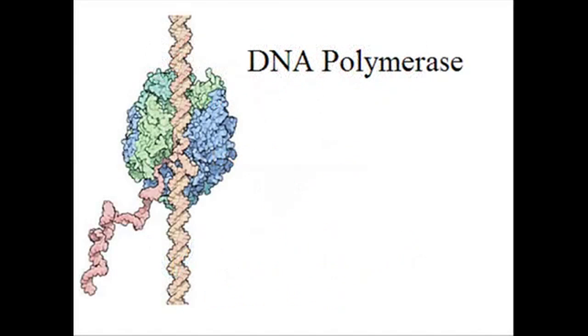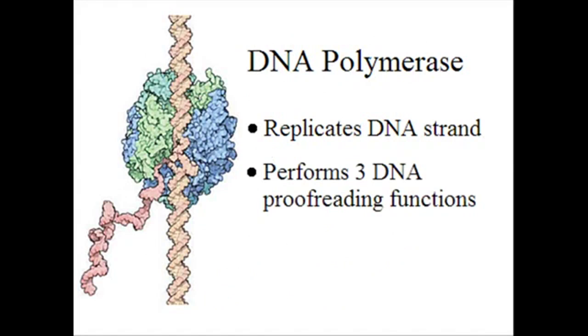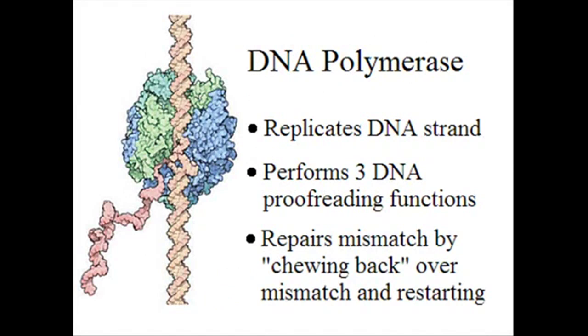DNA polymerase is one of the critically important molecular machines of the cell. It replicates genetic information from the DNA strand. It performs at least 3 DNA information proofreading functions, and it repairs the effects of random genetic mutation by chewing back over mismatches and restoring the reassembly of the molecule. Genetic information is stored and retrieved using algorithmic processes. It is also repaired using them.